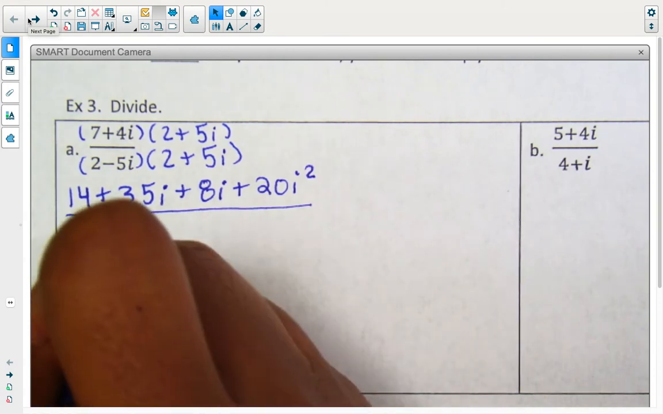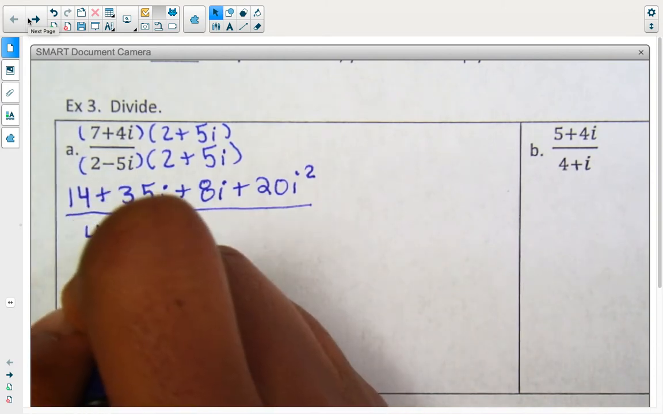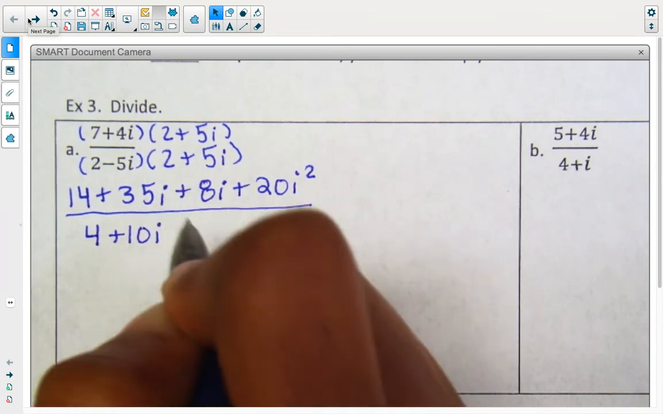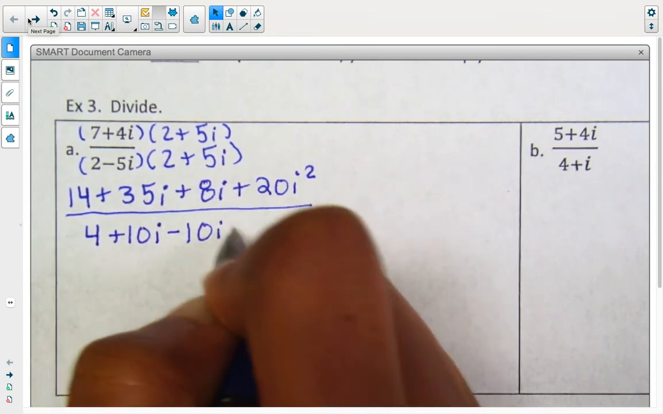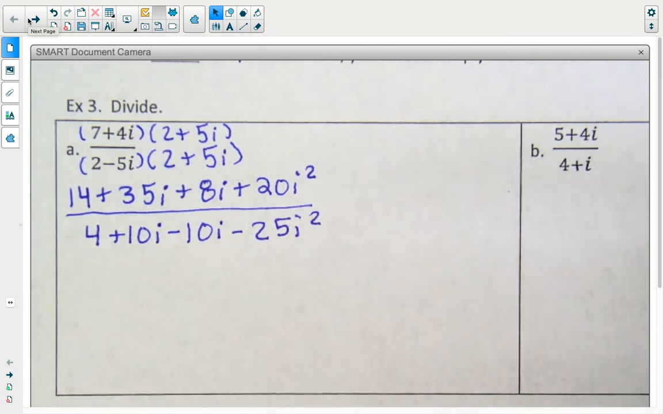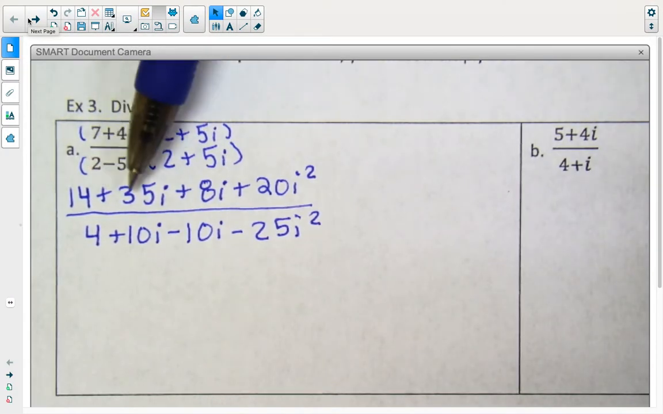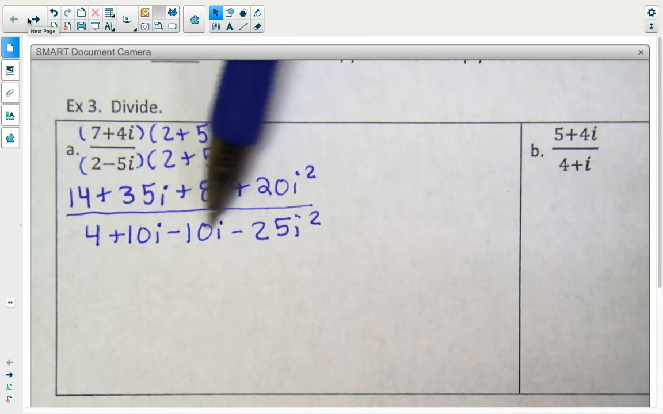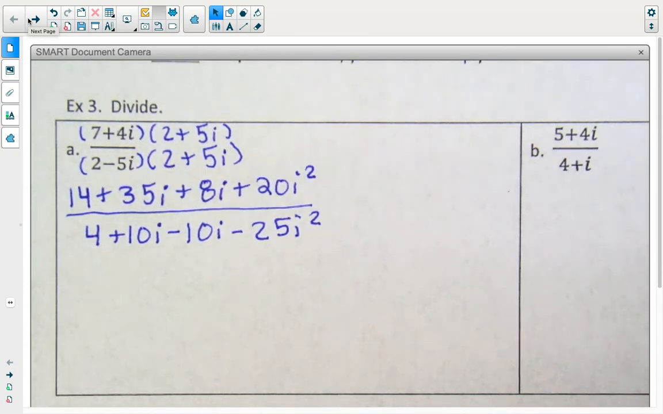2 times 2 is 4. 2 times that gives me plus 10i. And then I got negative 10i. And then I have negative 25i squared. So what I did is I did the distributive property on the top and the bottom, so that we got our 4 different terms. Again, if you need to do the box method, nothing wrong with that.